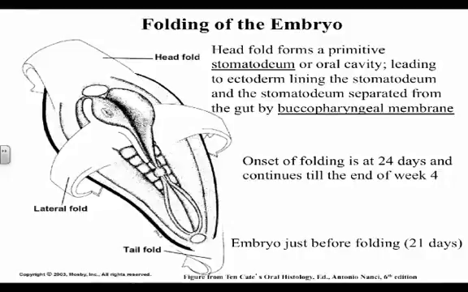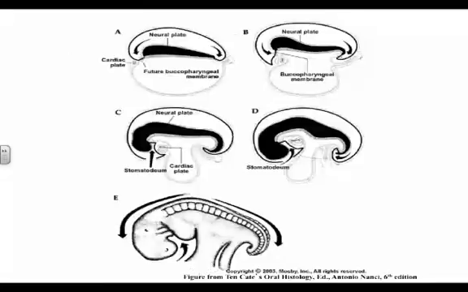Now, it's flat. So we're going to have to fold the head fold to form something called the stomodeum, which I will demonstrate to you, which is the oral cavity. And that's going to cause the ectoderm to form the lining of the oral cavity. And we're going to see something called an oropharyngeal membrane. So folding begins really on day 24 and really continues for a period of time.